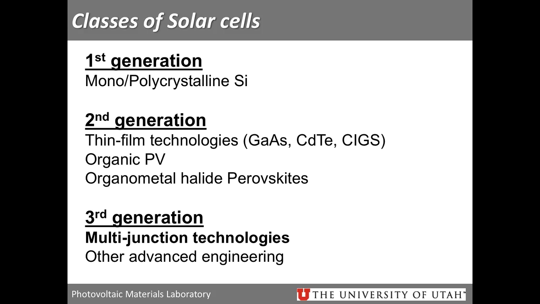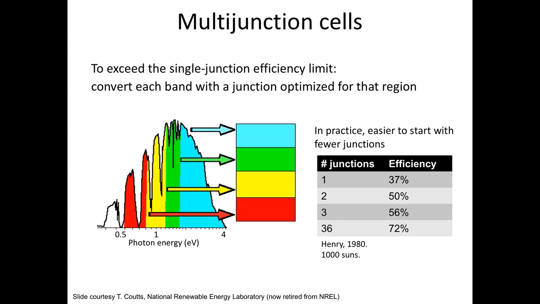Okay, so the last class that I was going to talk about is these third generation technologies, so advanced engineering that pushes you past the Shockley-Queisser limit, the maximum single junction efficiency limit. So the idea with multi-junction cells is that you have different PN junctions, as I talked about, that are tuned to absorb at a specific wavelength. So this is a maximum efficiency, essentially a similar calculation to Shockley-Queisser, but increasing the number of junctions.